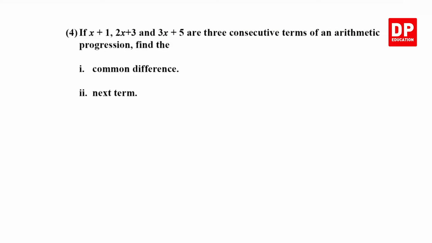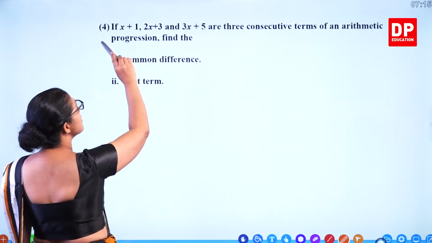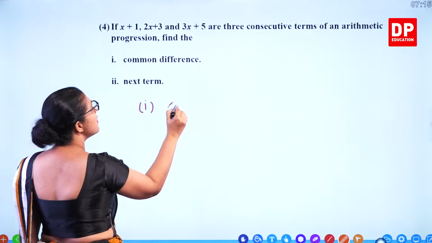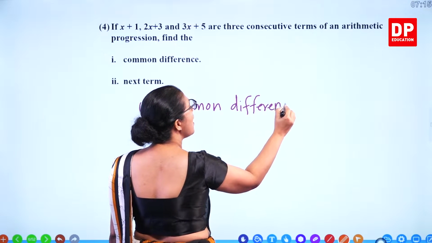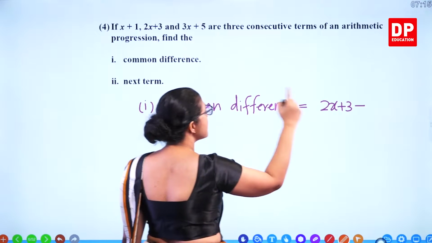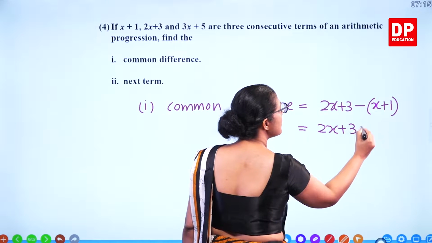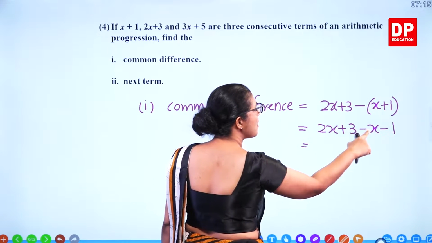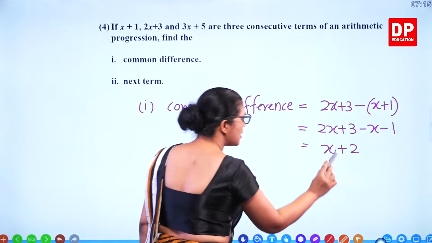Question number 4. If x plus 1, 2x plus 3 and 3x plus 5 are 3 consecutive terms of an arithmetic progression, find the common difference and next term. So how do you find the common difference? You subtract any term minus the previous term. We'll take 2x plus 3, subtract the previous term, that's x plus 1. Make sure that you put brackets. Now simplify. This is minus x and minus 1. So 2x minus x is x, 3 minus 1 is plus 2.